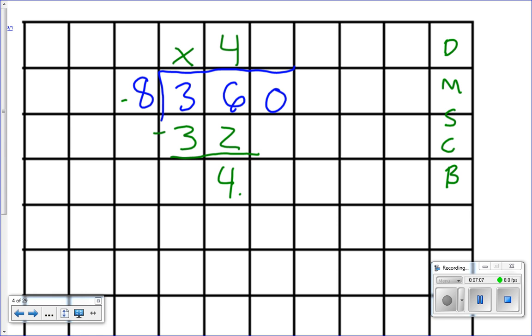Alright, so let's see, bring down 0. How many times can 8 go into 40? If you're a fan of the 5s, you probably know that right away. 5. If not, you could always count by your 8s. 8, 16, 24, 32, 40. 5 times 8, 40.